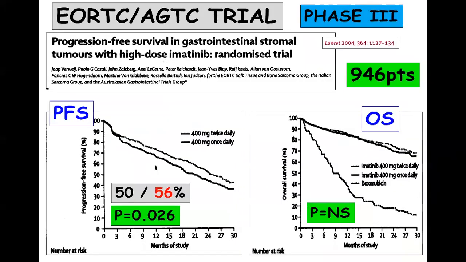Next trial, the phase 3 trial of EORTC that compares 400 milligrams twice daily or 400 milligrams once daily. In terms of PFS, a slightly better rate of 56 against 50% in favor of 400 milligrams twice daily, but no statistical difference between the two doses in terms of overall survival, but a very different curve between imatinib and doxorubicin.